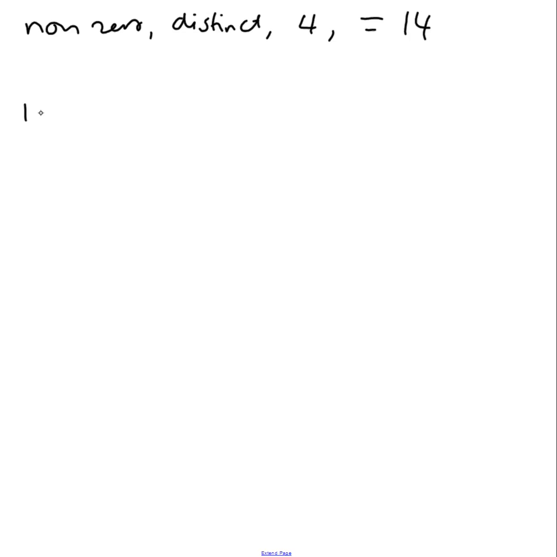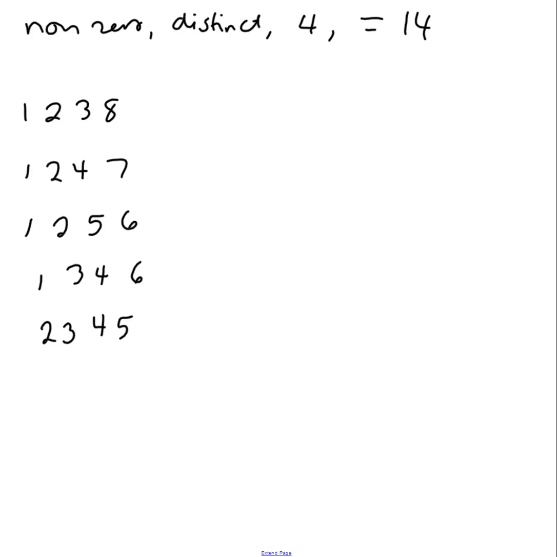So for example, I could have 1, 2, 3, and 8. I could have 1, 2, 4, and 7. I could have 1, 2, 5, and 6. I could have 1, 3, 4, and 6. And I could have 2, 3, 4, and 5.